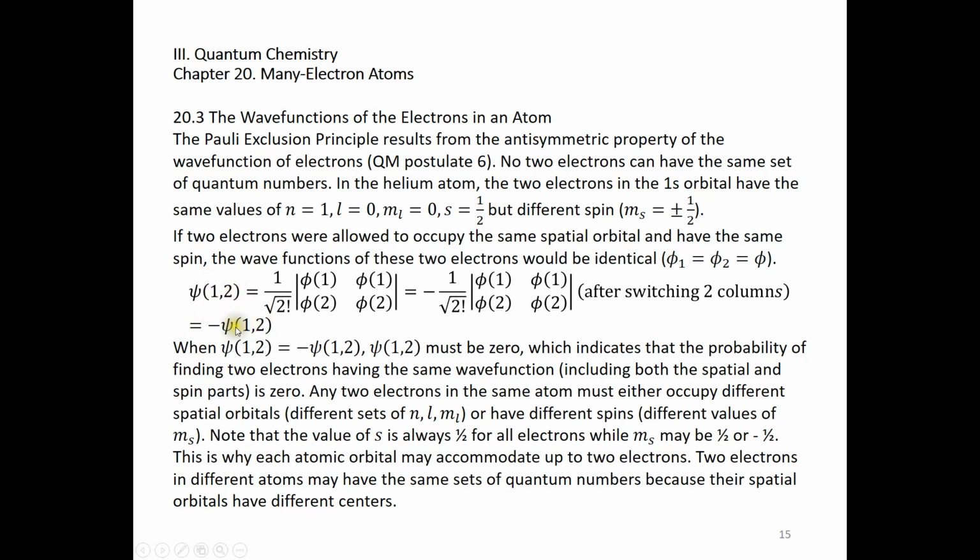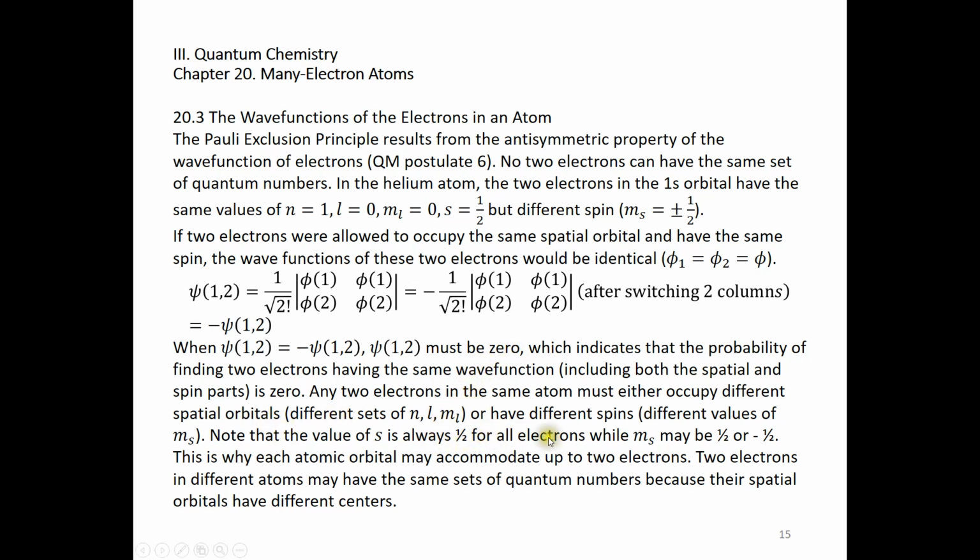How can we solve this equation? Well, this has to be 0. Only 0 is equal to negative 0. That means the wave function must be 0, the probability density must be 0, the probability of finding two electrons with the same spatial and spin quantum numbers is exactly 0. There's no way to have two electrons in the same atom with the same spatial quantum numbers and also the same spin quantum numbers. And therefore, in the helium atom, you must have one alpha electron and one beta electron.